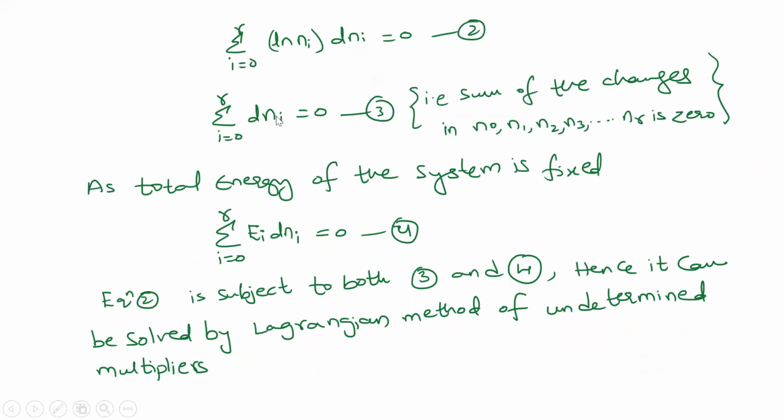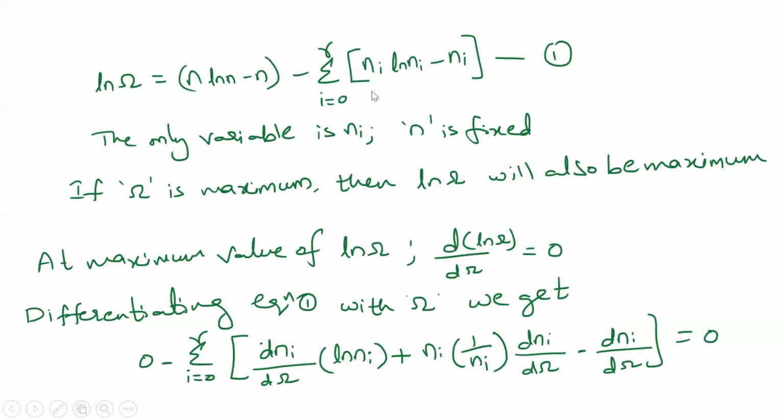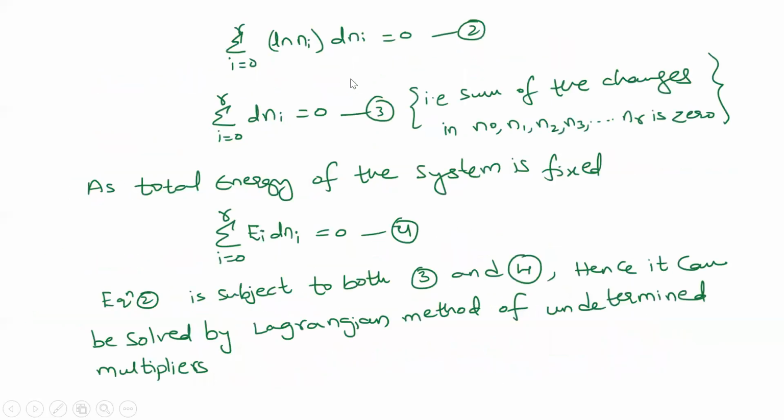Then this is the sum of the changes in N. This is the second condition, and we get this condition from this feature of the system, that the sum of the changes is fixed. Suppose at one energy level the number of particles increased, then at another energy level the number of particles will be reduced, because the total number of particles will be constant. So the sum of changes will be 0. That is represented by the third equation.